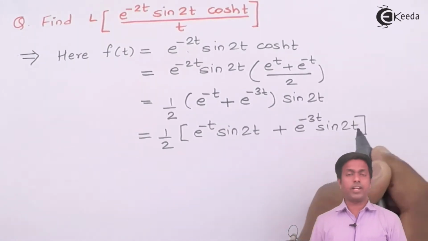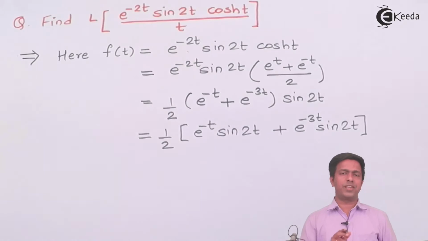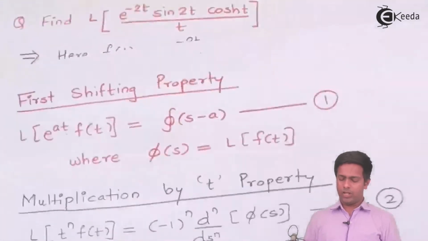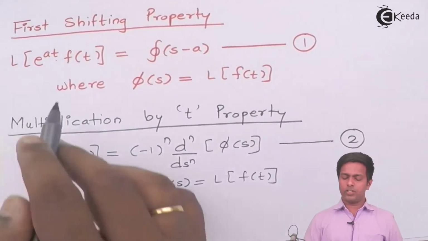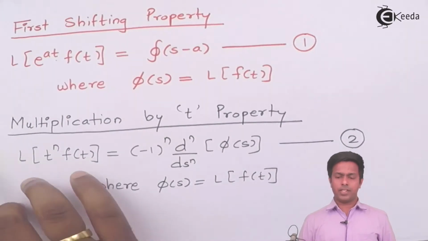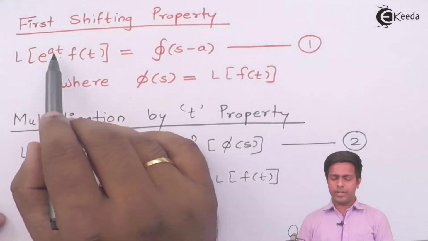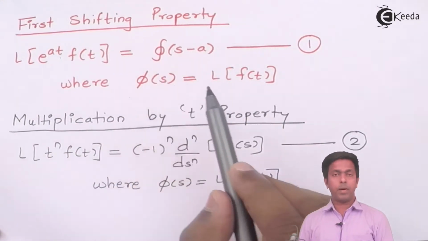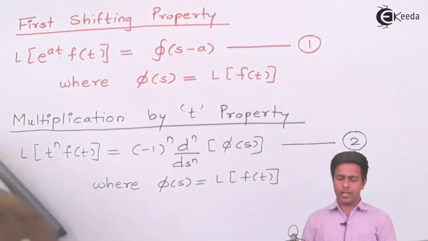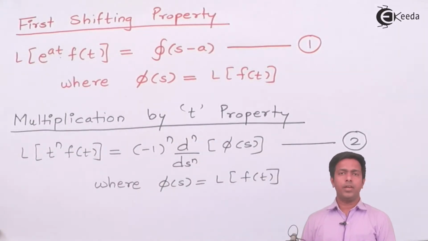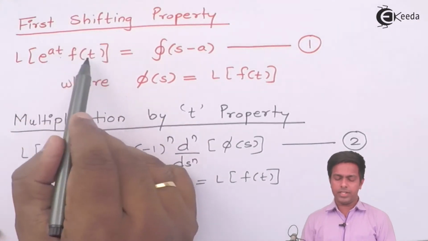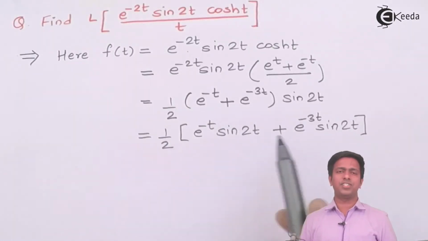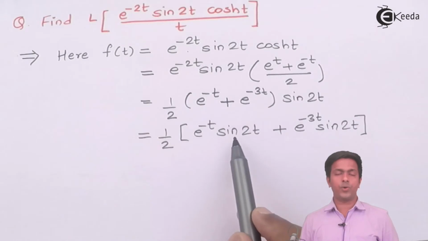And guys, we can definitely find out Laplace of this by using first shifting theorem. So what is first shifting theorem? Here it is for you. In first shifting theorem, we say that Laplace of e to the power at into f of t is phi of s minus a, where we get phi of s by finding Laplace of f of t. So it means whenever I want to apply first shifting property, it should match with this pattern, that is e raised to at into f of t. Now here in both the functions we have e to the power at into f of t form.